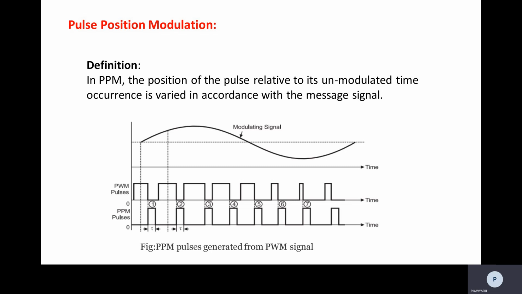In PWM, the width will vary. In PAM, pulse amplitude modulation, the amplitude will vary. If you observe the waveforms here, the first waveform represents the modulating signal and the second waveform represents the PWM pulses. So here we are getting the PPM signal from the PWM signal. The third waveform represents the PPM pulses, which are obtained from the PWM pulses, and if you observe the third waveform, the positions are varying. So that is about the PPM signals.